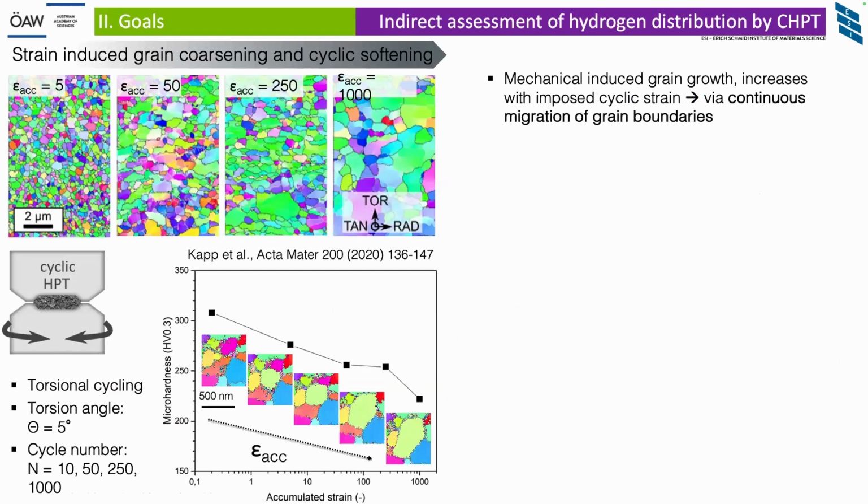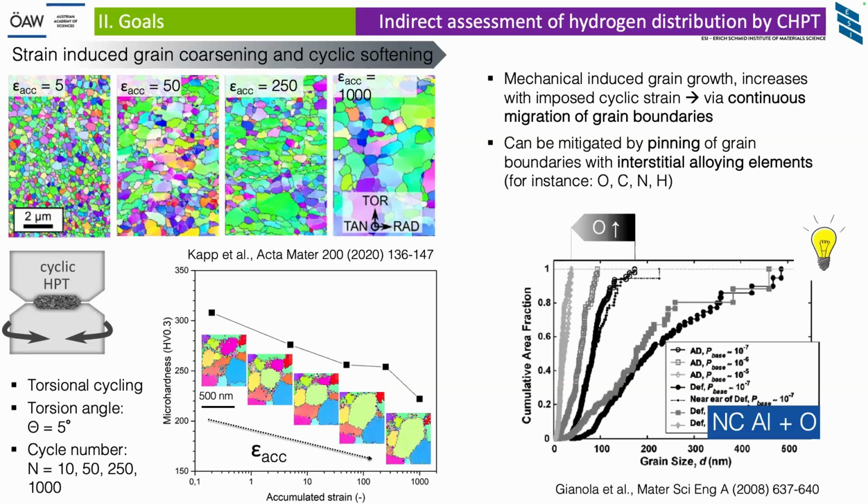In order to understand the next slides, you have to know two things about nanostructured materials. Nanostructured materials, so ultrafine grained and nanocrystalline materials, are mechanically unstable. This means if we cyclically load such a structure, we see that the grain size increases tremendously during cyclic loading. So this is the grain structure in an IPF map with increasing cycle numbers, increasing cyclic accumulated strain. This occurs by continuous migration of high angle grain boundaries and is correlated with a drop of the microhardness. So we observe grain coarsening and cyclic softening.